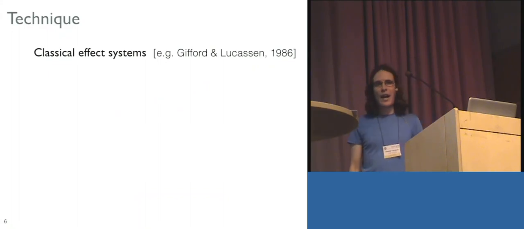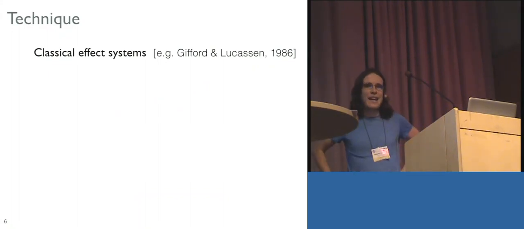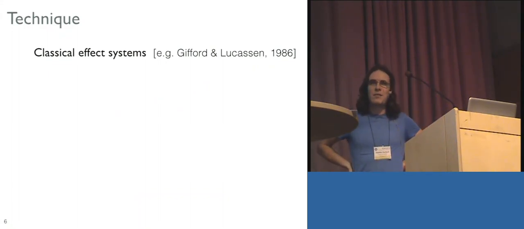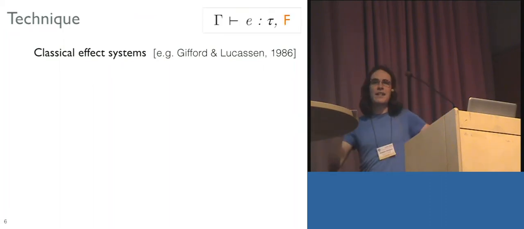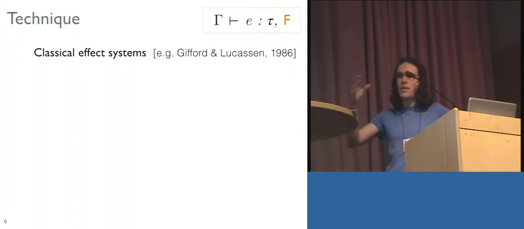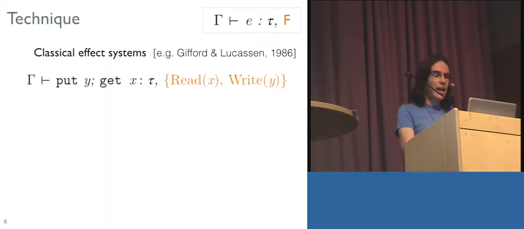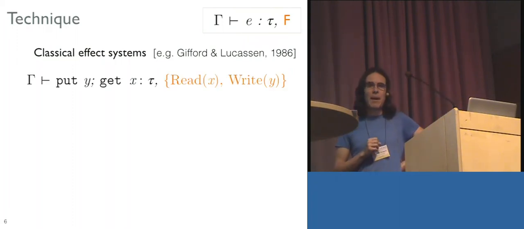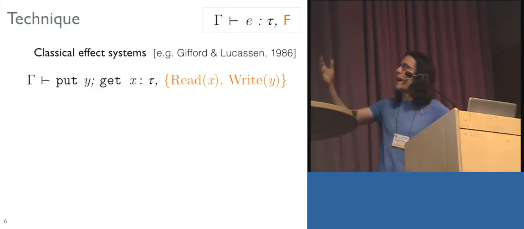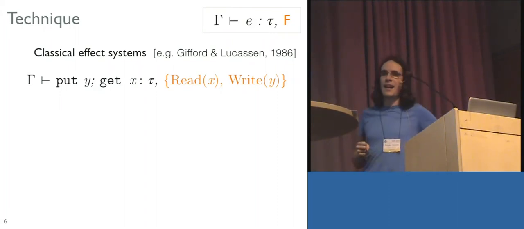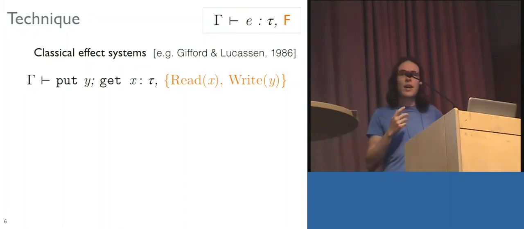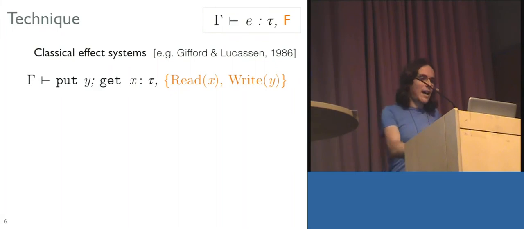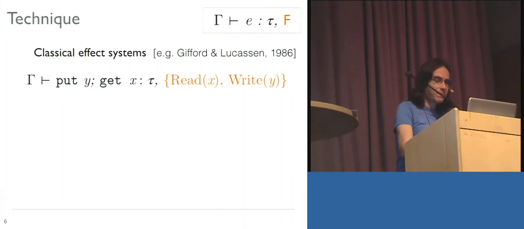So, what's the technique? Gifford and Lucassen in the 80s introduced effect systems, and there's been a lot of work on this. Classically, they're syntax directed, so they're described along with a type system because they have a similar shape. And the traditional one is to look at memory and have a set of effects. So if I have this program with a put and a get, then I do this analysis and I see that I'm doing a read and a write. And this is used in lots of compilers for doing optimizations and things.